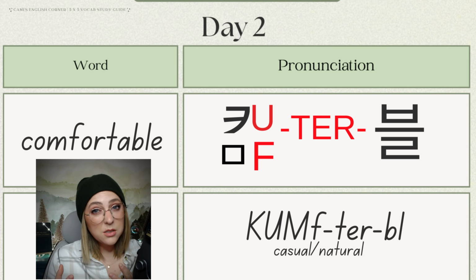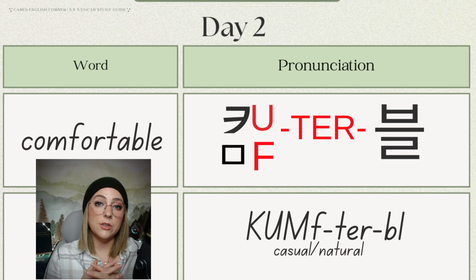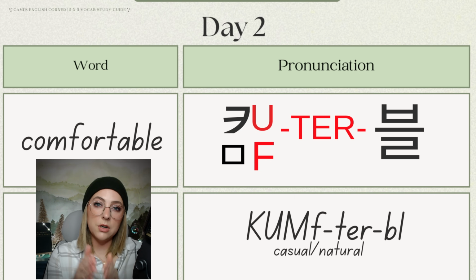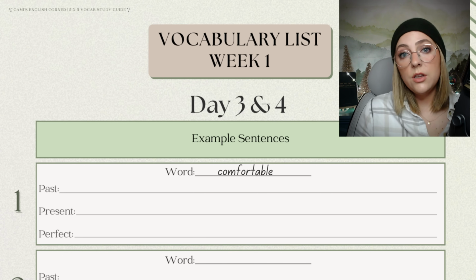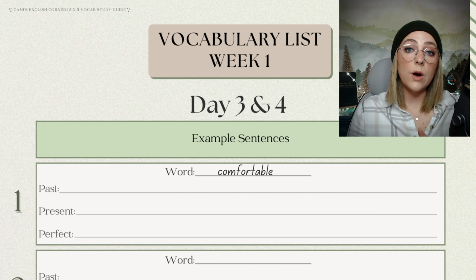So try out this method of mixing the English alphabet with your native language's alphabet and see if that can help you remember and visualize the pronunciation of words a lot better. On day 3 and 4, this is when you'll practice using the words in conversation and you will write them in at least 3 different sentences.